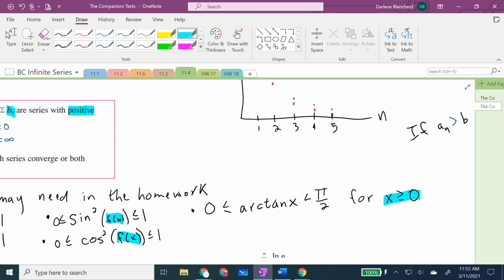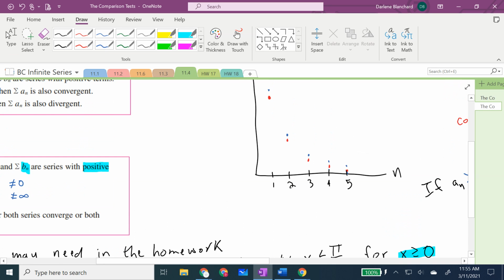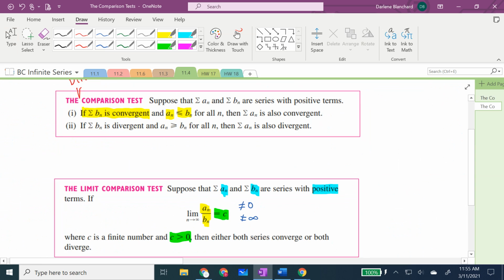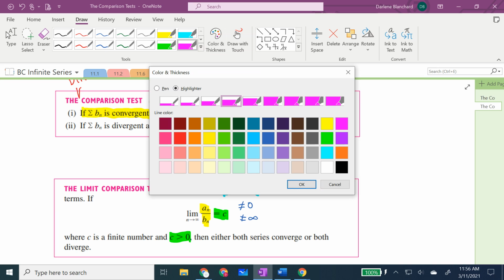Now, the premise of both of these tests, I'm going to erase a little bit, or maybe I shouldn't. Maybe I'll just do this. Ooh, I know. Change the color. What color? Maybe an orange. Okay.